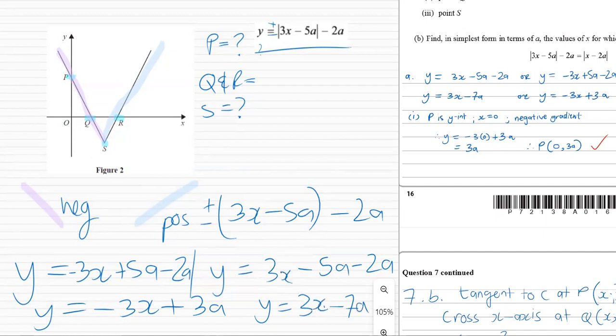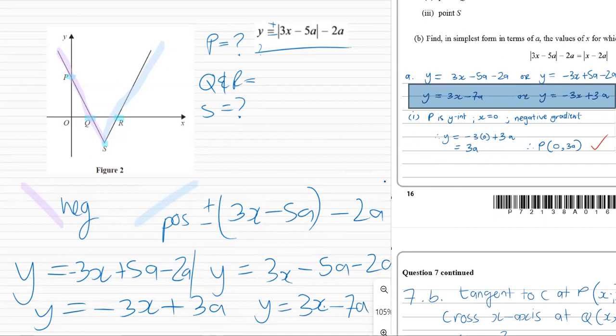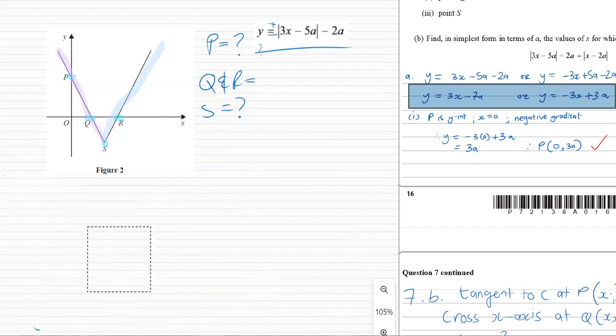3x minus 7a. So these are the 2 graphs that we're working on. You can see them already written out on the right over there. If we take a look at those 2 equations, we only need to look at the negative one. So on this side is the negative gradient, and for working out P, that's the only one we're going to be using. But I just want to write them in. So we have y equals 3x minus 7a.